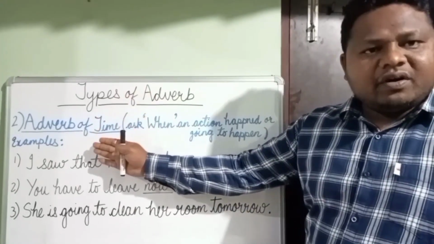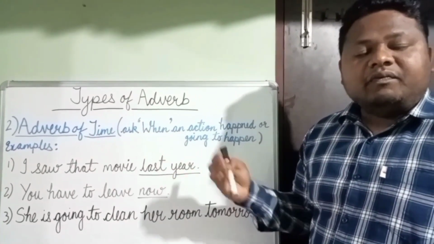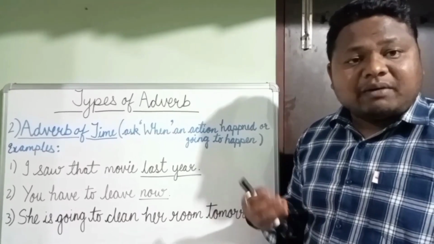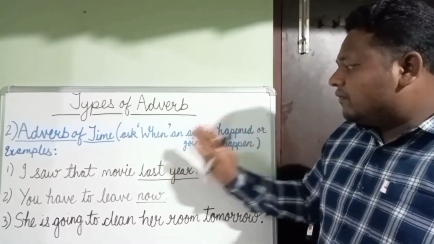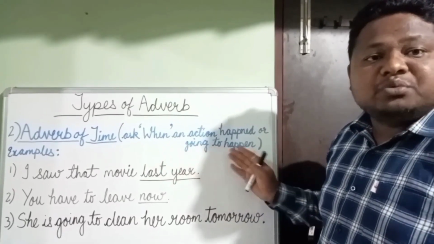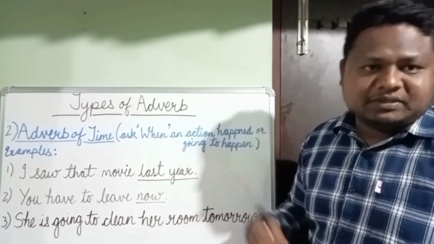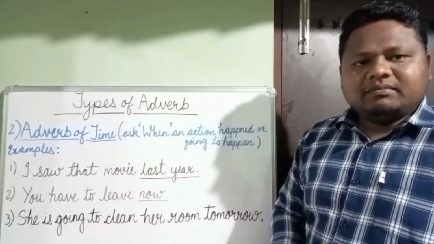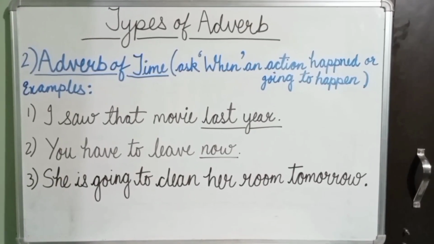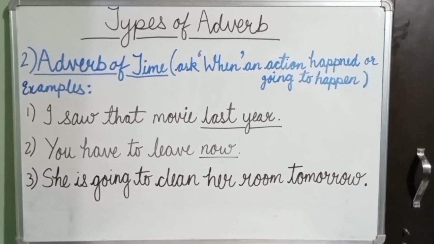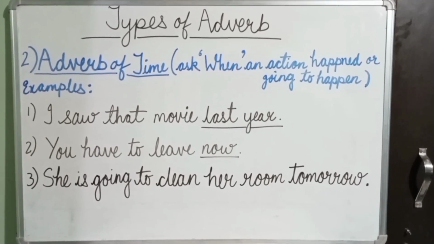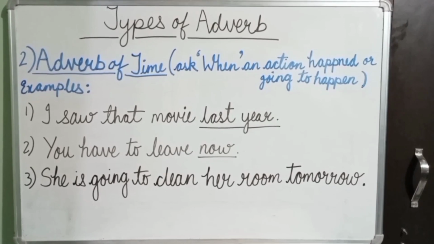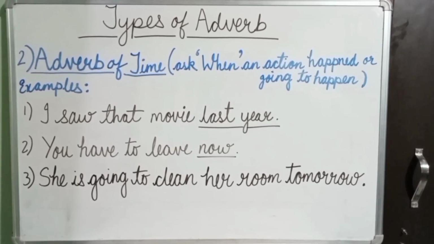Number 2, adverb of time. Here, the words which give the answer to our question when an action happened or when an action is going to happen are adverbs. For example, number 1, I saw that movie last year. Ask a question. When did I see that movie? The answer comes last year. So, last year is adverb.